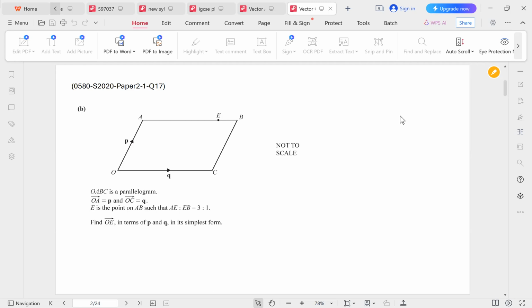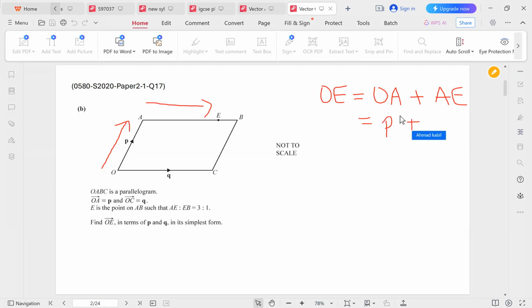So in order to find OE, we need to find a path that goes from O to E. The path that we have here in this case would be to go from O to A and then from A to E. So the first equation that we write is OE equals OA plus AE. And we start figuring out what it is that we're given and what it is that we need to derive. So OE equals OA, which is basically vector P, plus AE, which we do not know yet.